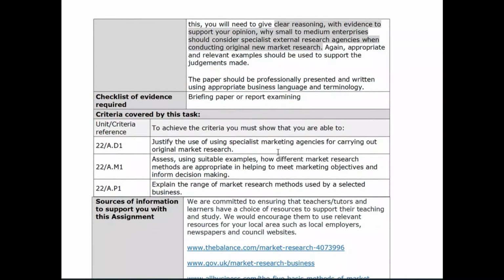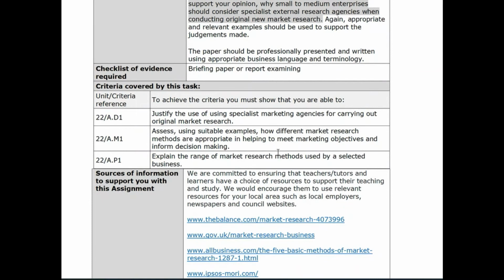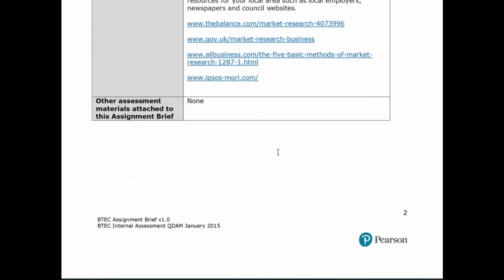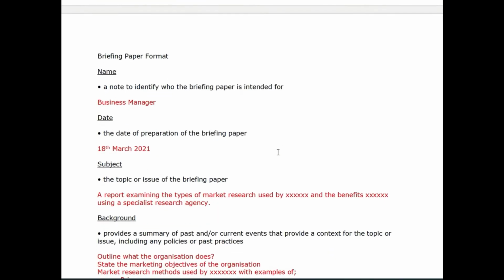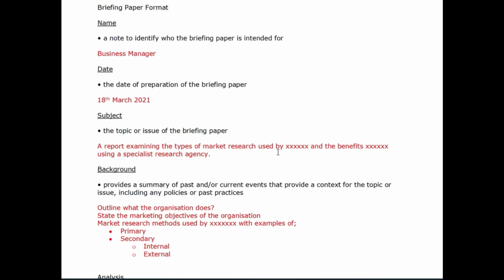Now, what that means is, in simple terms, we have to set out a document in a certain way. And down below here, I've got you a format. You could potentially copy and paste this because the bits in red are where you'd be writing, and obviously the format's there. So a briefing format would typically have the name of the person you're writing to.